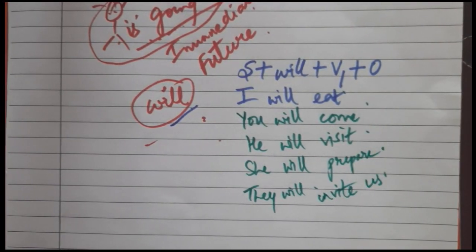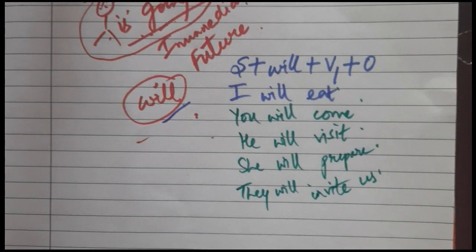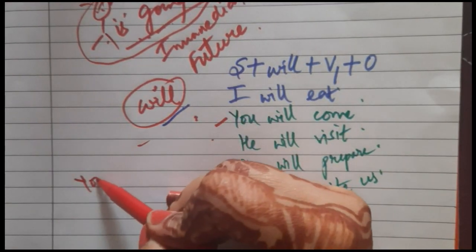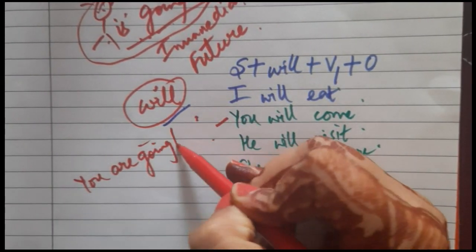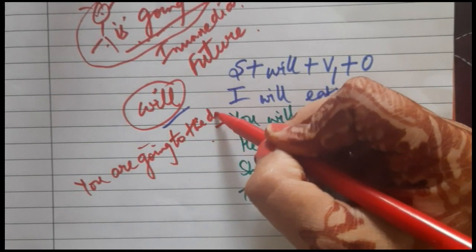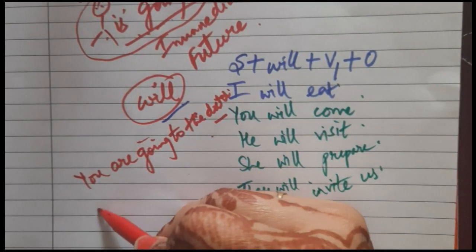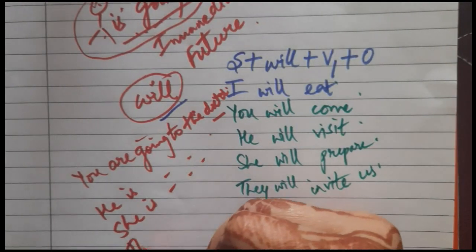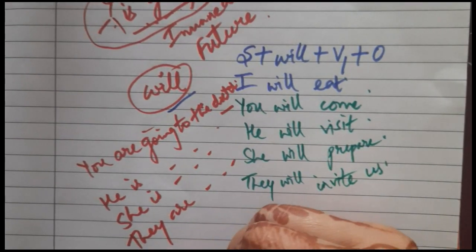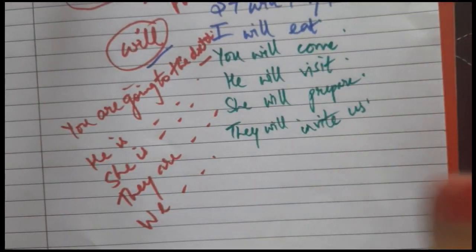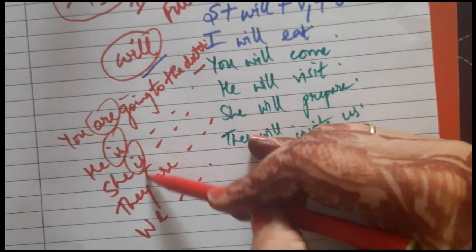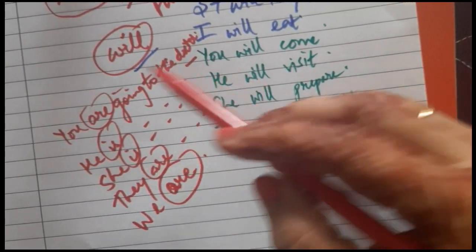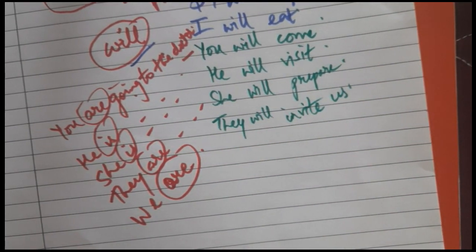Now in the same examples, I can use the going to form also. In what way? Let us see the changes. For example, you are going to the doctor. Similarly, he is going to the doctor. She is going to the doctor. They are going to the doctor. We are going to the doctor. The usage is the same. Only the helping verb is changing. You have to be careful that according to the subject, the right helping verb should come when we use going to in the sentence.